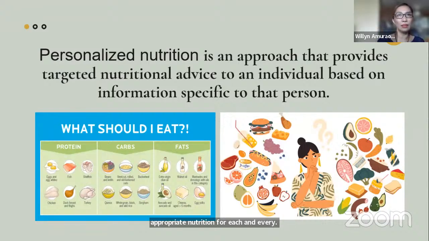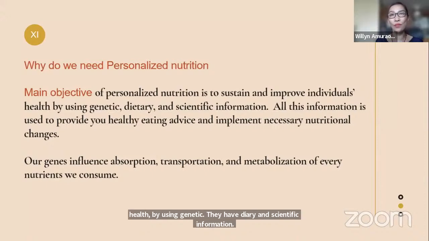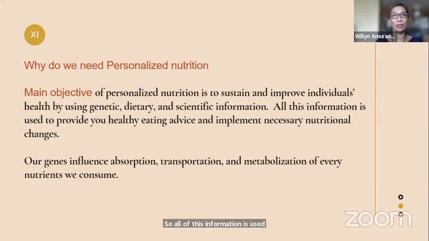So why do we need personalized nutrition? The main objective, as I mentioned a while ago, of nutrition is to sustain and improve individuals' health by using genetic, dietary, and scientific information. All of this information is used to provide us healthy eating advice and implement necessary nutritional changes. Our genes influence absorption, transportation, and metabolization of the nutrients that we consume.